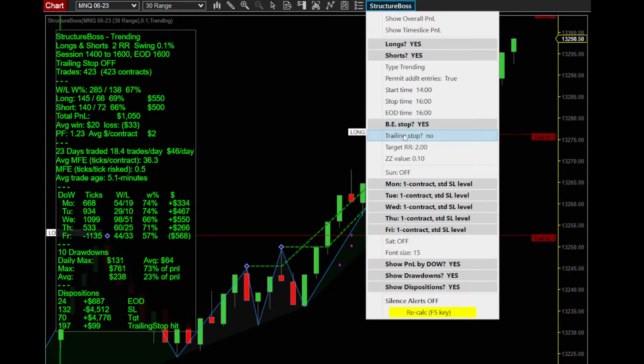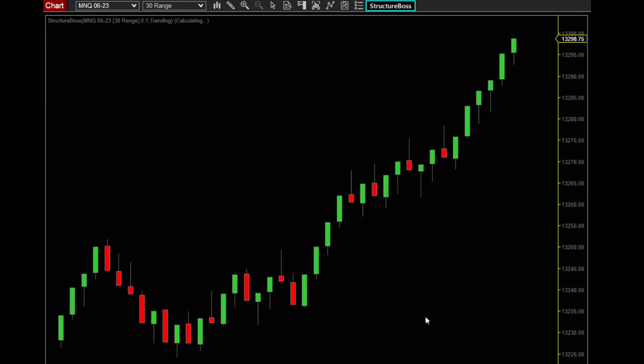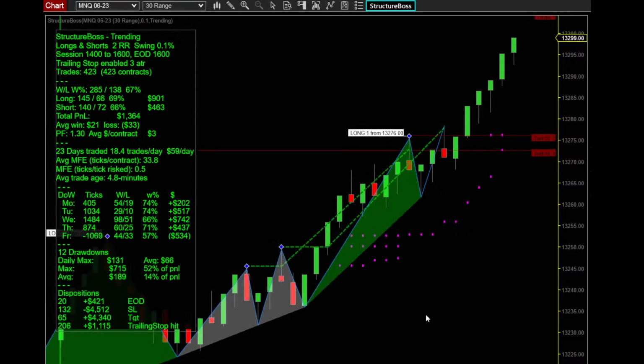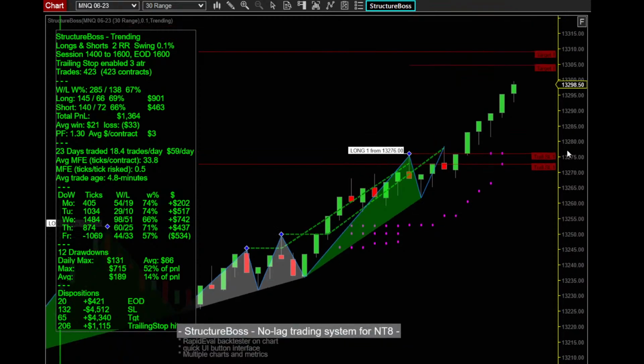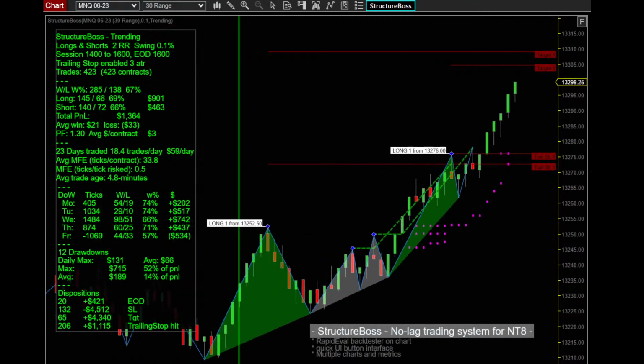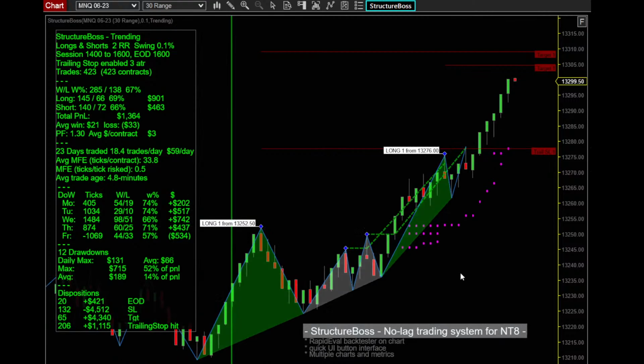I'm going to turn both of them on. Let's do a recalc. Both of them on, and now we get a couple of dots. So we get the break-even dots, and we get trailing dots as they move up. And this is for both positions that we're in. The trailing stop is here, and here we've got another position. Good time to be long in the MNQ at the end of this day on Friday. And that is about it.